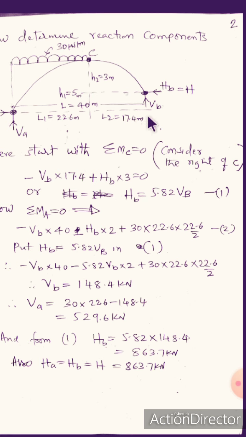That's about this point. Minus VB into entire span, force into perpendicular distance is 40, minus 5.82 VB into 2. Now what is this? This is nothing but HB. Carefully observe this one, HB into perpendicular distance. So what is the perpendicular distance between HB and the point A? That is vertical distance. So vertically they are separated. Vertical separation between A and B is 5 minus 3.